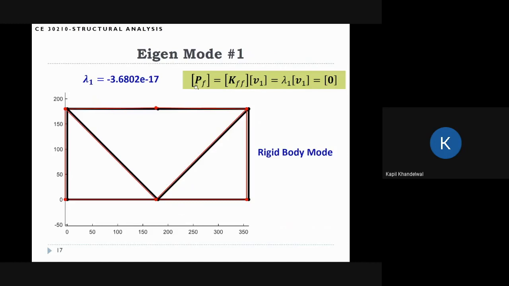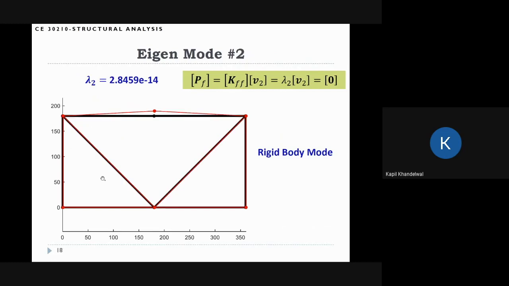So it means that PF is 0, because PF is KFF times the first eigenmode, which is lambda times the first eigenmode, but lambda 1 is 0, so technically it's 0. This is a rigid body mode, and this indicates instability. This zero eigenvalue manifests itself as the rigid body mode, and this is the physical meaning of the eigenmode.